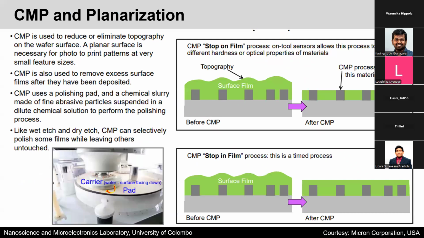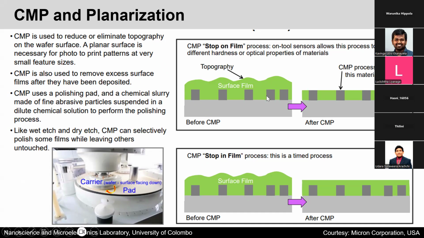The final process I would introduce is the CMP and planarization. CMP stands for chemical mechanical polishing. What actually happens is you have a particular pad, it's like sandpaper, right? So let's say you have the silicon wafer, you have some structures, now you have done some CVD or PVD deposition. So you have particular topography that are kind of like mountains on the silicon wafer.